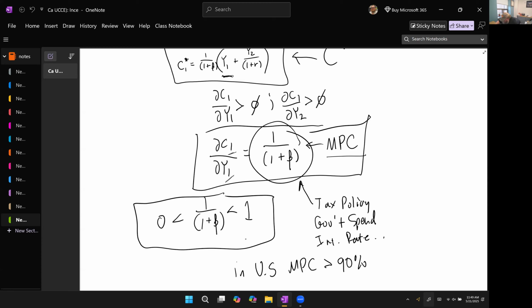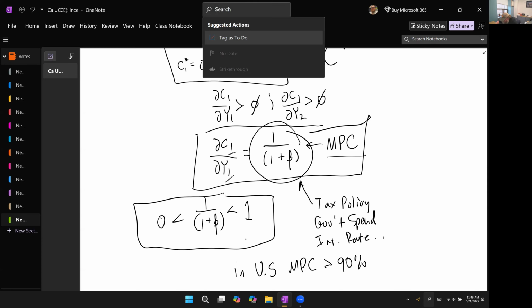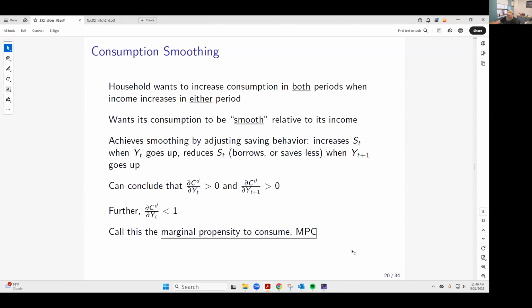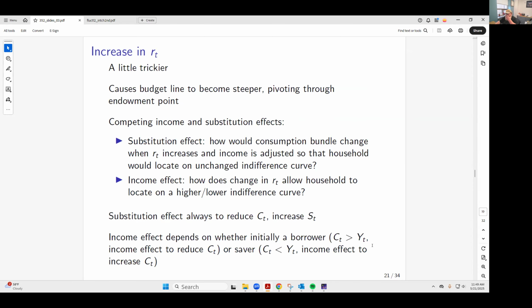Okay, let me go back here. Stop sharing there. Well, I tell you, I haven't done this much Zoom since the pandemic. So, okay, keep it moving. It's kind of weird not to have a stopping for questions.